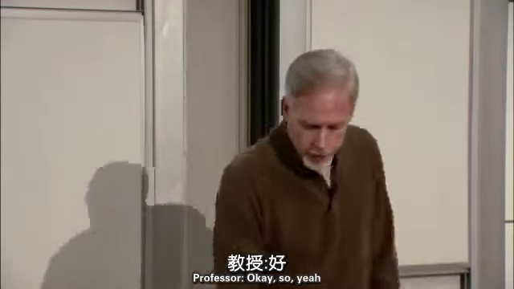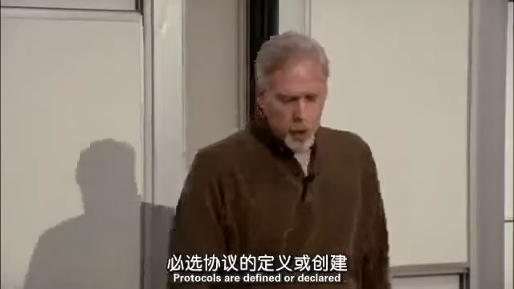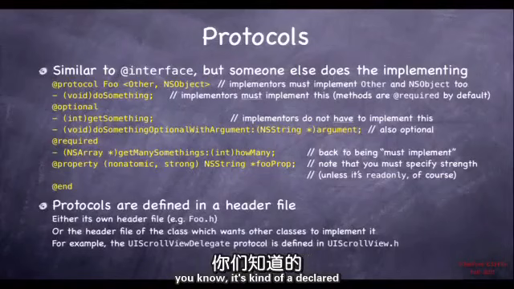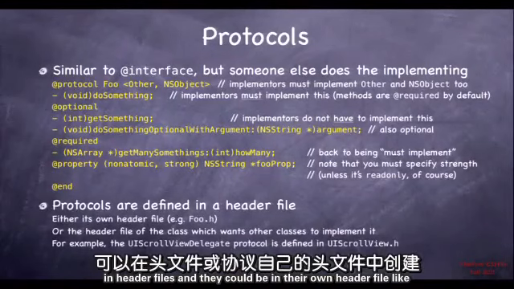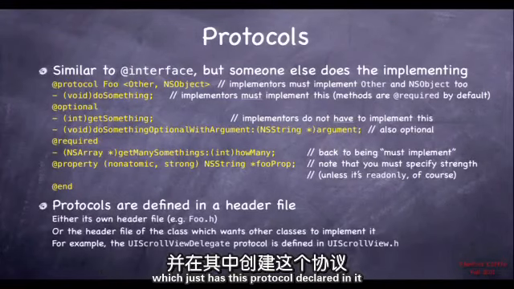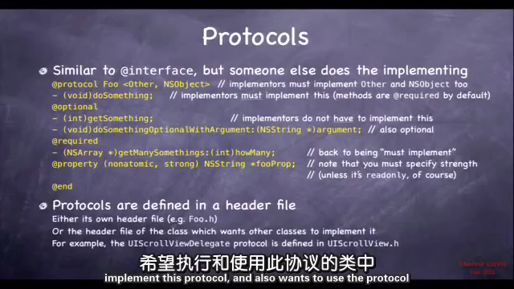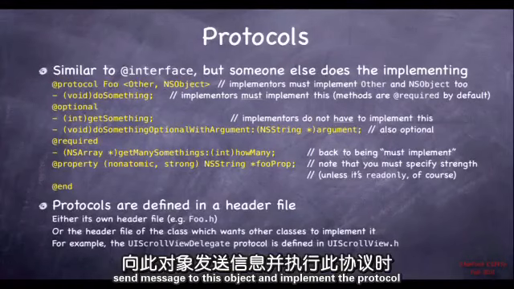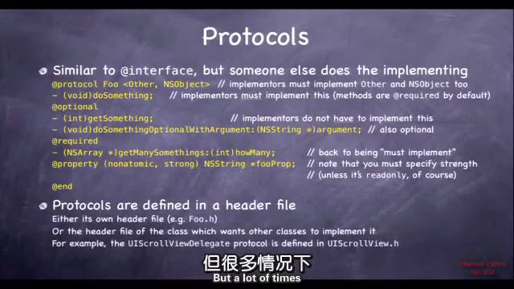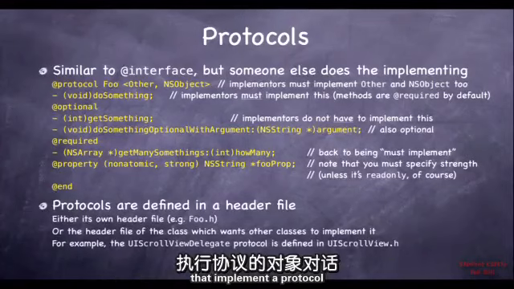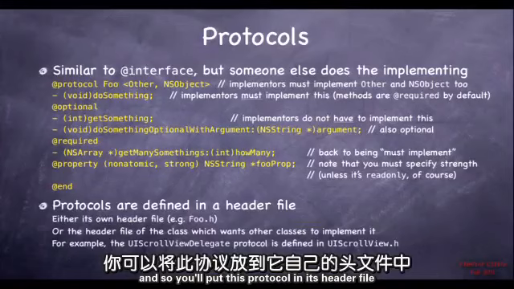Okay, so we talked about the required. Protocols are declared, I should say, in header files. And they could be in their own header file. I could have a header file called Foo.h, which just has this protocol declared in it. And it's imported into classes that both want to implement this protocol and also want to use the protocol, in other words, want to send messages to objects that implement the protocol. But a lot of times, there's only one object that actually wants to talk to objects that implement a protocol, and so you'll put this protocol in its header file.